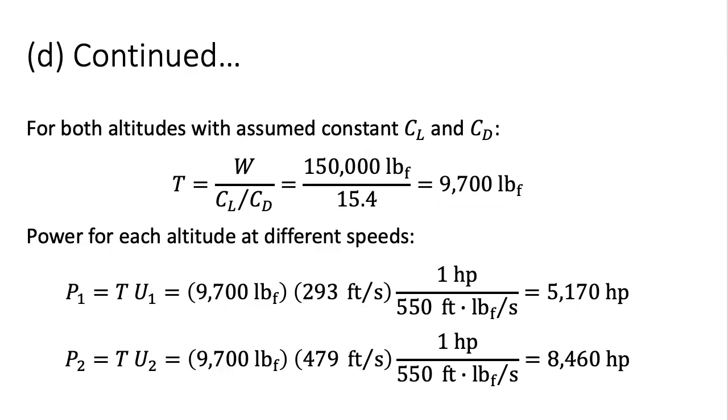Note that jet engines burn fuel at a rate proportional to the thrust delivered. Thus, for constant lift and drag coefficients, the total energy required for any given flight is the same. Finally, to calculate the power, we multiply the thrust by the velocity. Since the cruising speed increases, the power increases from 5,170 horsepower at sea level to 8,460 horsepower at 30,000 feet. Thus, the engines will need to produce more power while cruising at high altitude to complete the flight in a shorter amount of time.